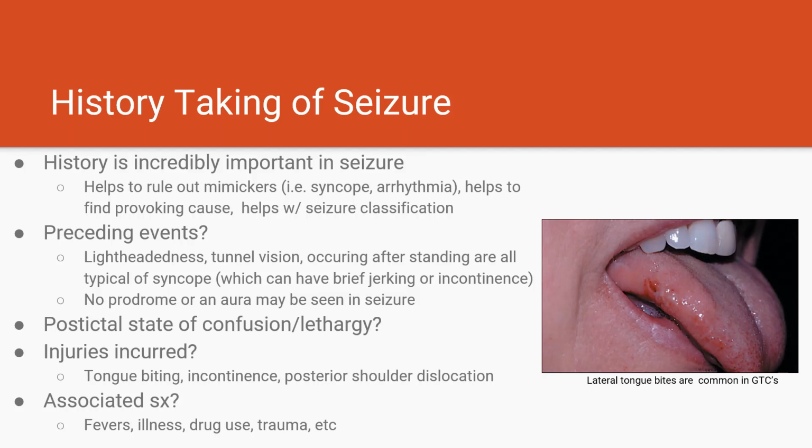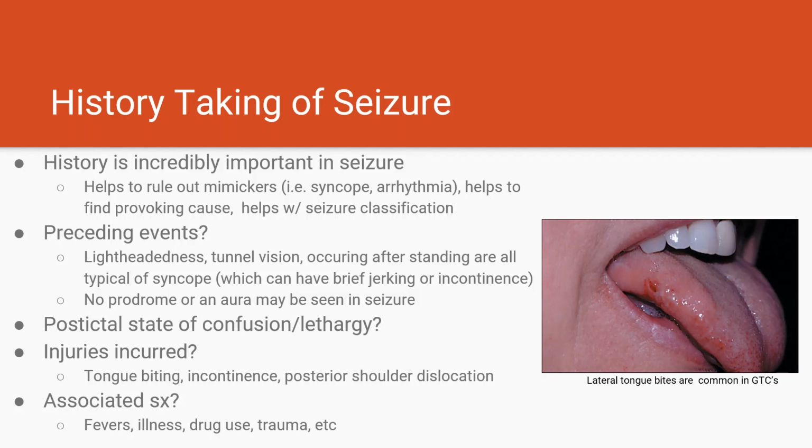In the same fashion, knowing what happened after the spell is also really important. People who have syncopal or rhythmogenic collapse often come to really quickly, versus people who have a seizure will typically have a very delayed return to baseline, and this is known as a postictal state. And then make sure you ask about associated injuries such as tongue bite, which is most commonly seen on the lateral side of the tongue, especially in GTCs. Incontinence, which, like I said, can happen in syncope, but is much more common in seizure. And then posterior shoulder dislocation, as those injuries are almost strictly associated with seizure.